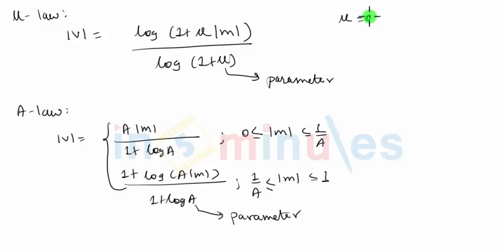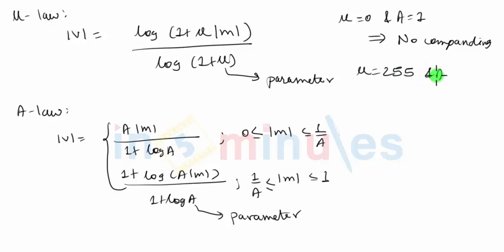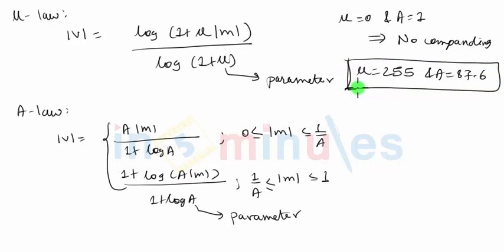When mu is equal to 0 and A is equal to 1, it corresponds to no companding. The typical values of mu and A which are used in most of the systems are mu equal to 255 and A equal to 87.6. These are the standard typical values which are used in most of the practical systems. So once we have a well-defined input-output relationship for the companding process, we can always design the inverse system and obtain the original signal which was there before the companding on the receiver side.